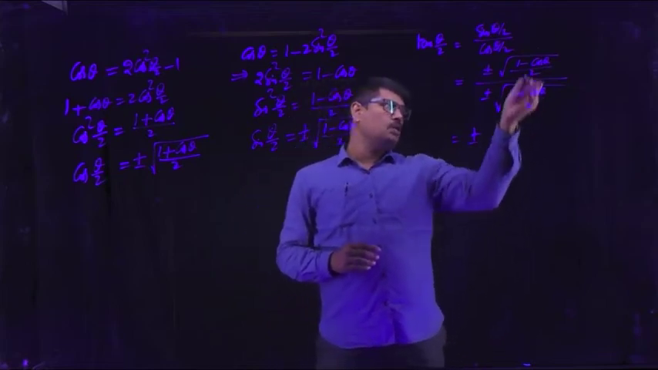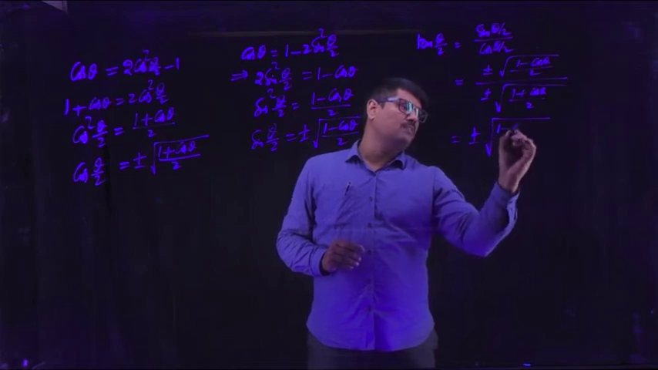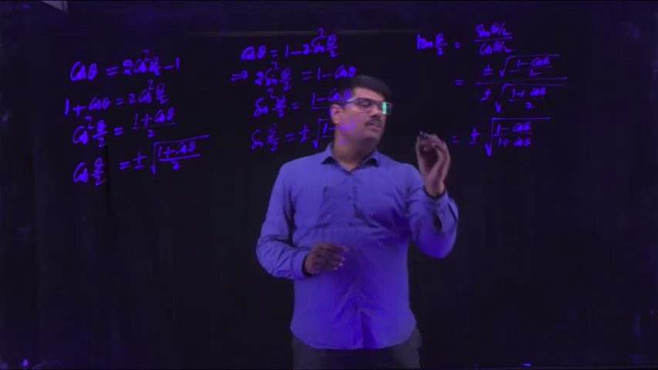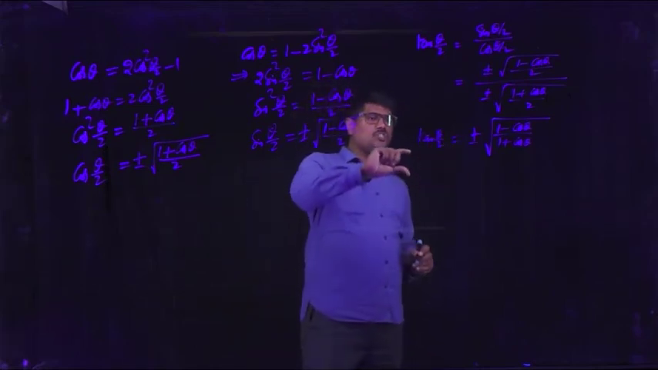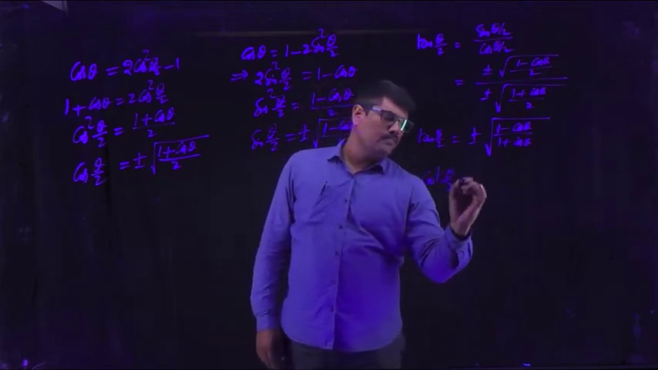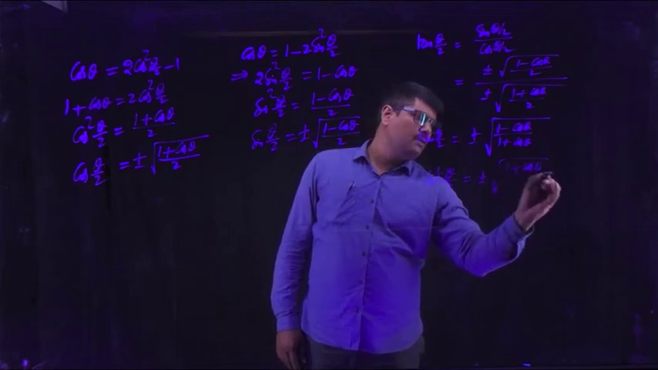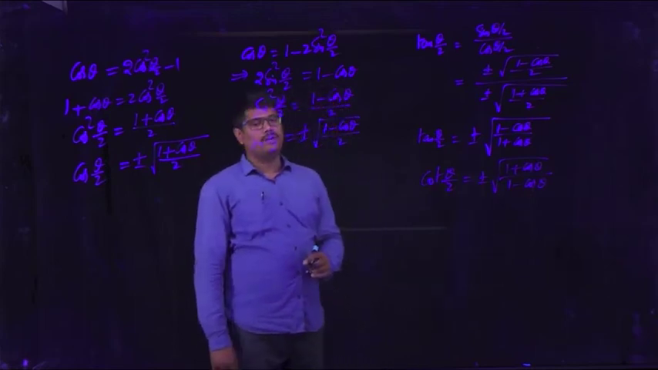So you can cancel 2 in numerator and denominator. You will get a format like this, which is root of (1 minus cos theta) by (1 plus cos theta). So that is the formula for tan theta by 2. Later if you reverse this, you will get it for cot theta by 2. The formula for cot theta by 2 is root of (1 plus cos theta) by (1 minus cos theta).